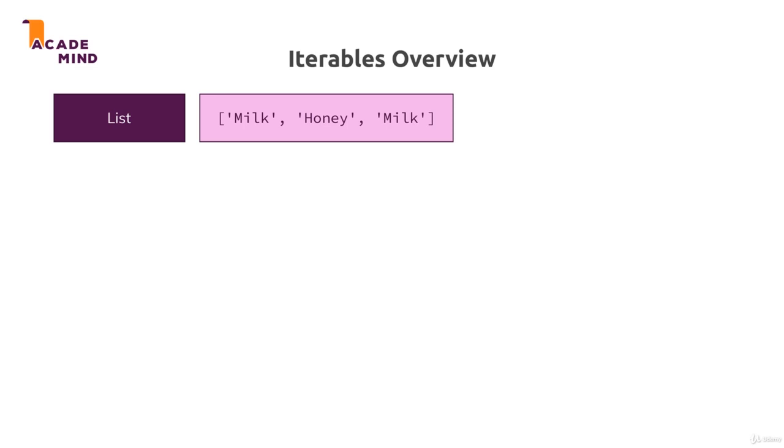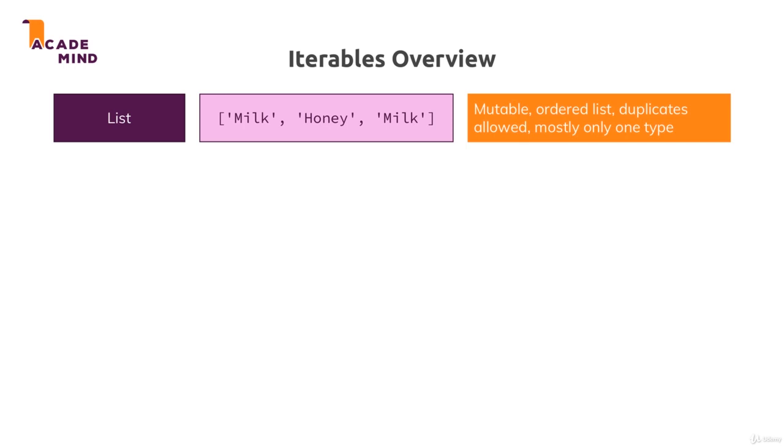And what can we say about a list? It's mutable, which means we can edit it. It's ordered. The element at index 1, remember it starts at 0, so the honey in this case, will always be at that position. It won't be randomly reordered due to, for example, memory optimizations or anything like that. Duplicates are allowed. We have milk twice in here.